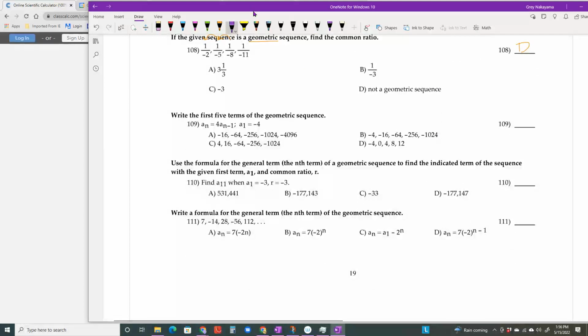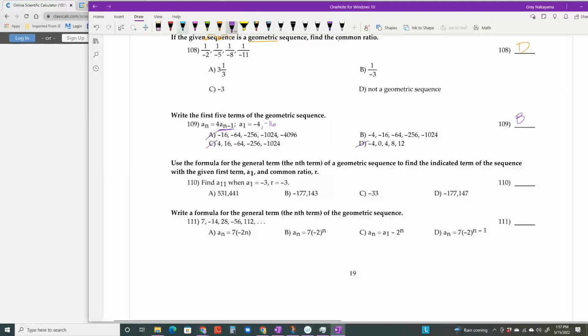109. Write the first 5 terms. Again, this is a recursive, which says take the previous term, multiply it by 4. So the first term is -4. Well, it gets rid of those two. -4 times 4 is -16. So that means my answer has to be B.